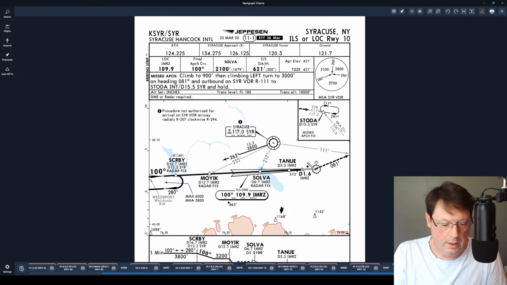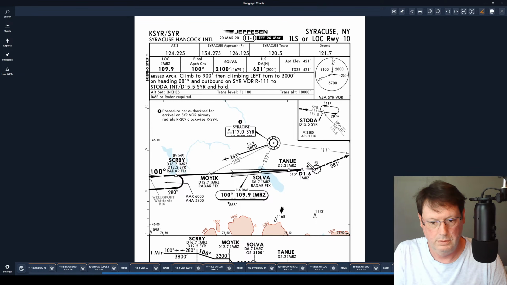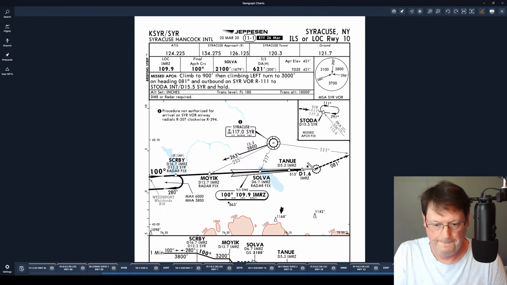The approach today in practice. I mean, I got nothing else to do. Do you guys want to sit around and watch me fly an approach? Because I can do it. Yeah, I can do it.